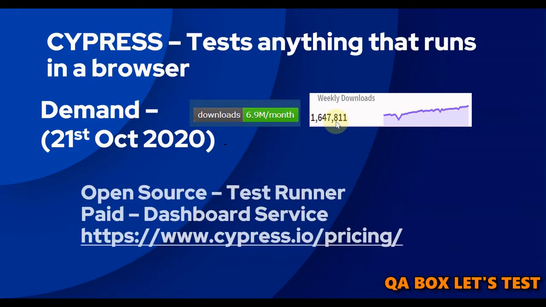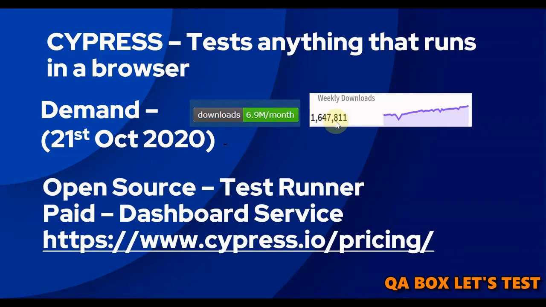In terms of its components, basically there are two components. One is test runner, the other is dashboard service. Test runner is open source and dashboard service is a paid one. So Cypress test runner facilitates running your test in a browser. Dashboard service is a web application that gives insight into the test runs in continuous integration, including video recording, screenshots, and logs. So to find out more on pricing, go and check this link out.